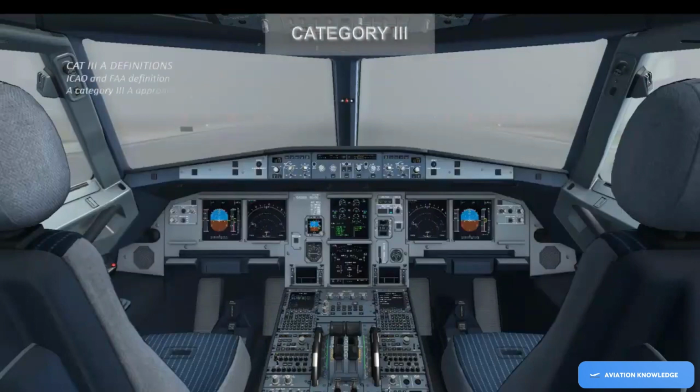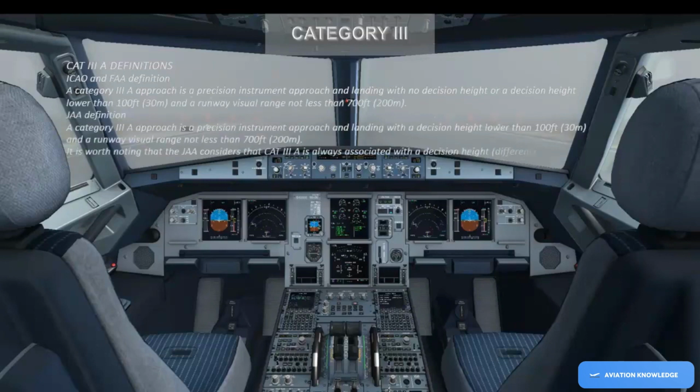Cat 3A definitions. ICAO and FAA definition: a Category 3A approach is a precision instrument approach and landing with no decision height or a decision height lower than 100 feet, 30 meters, and a runway visual range not less than 700 feet, 200 meters. JAA definition: a Category 3A approach is a precision instrument approach and landing with a decision height lower than 100 feet, 30 meters, and a runway visual range not less than 700 feet, 200 meters. It is worth noting that the JAA considers that Cat 3A is always associated with a decision height, a difference with ICAO and FAA.